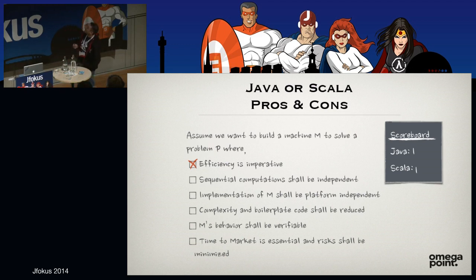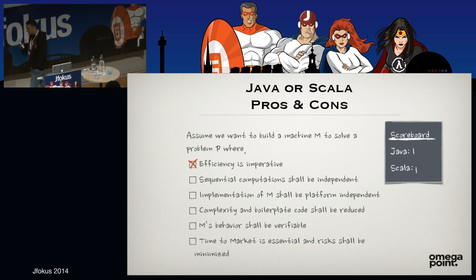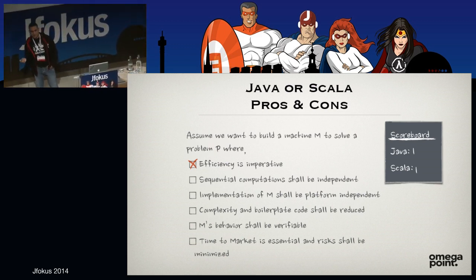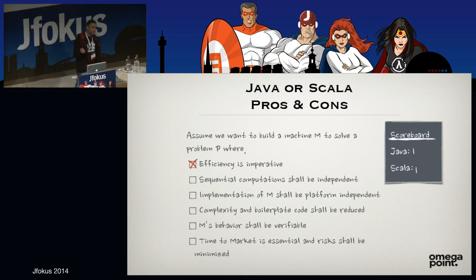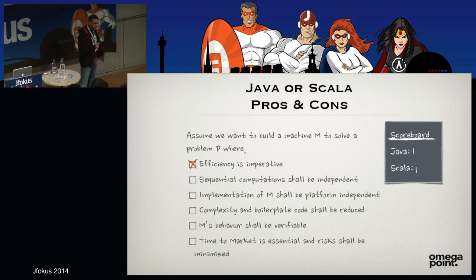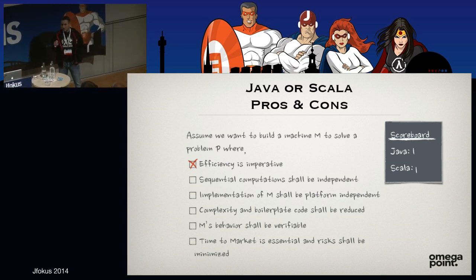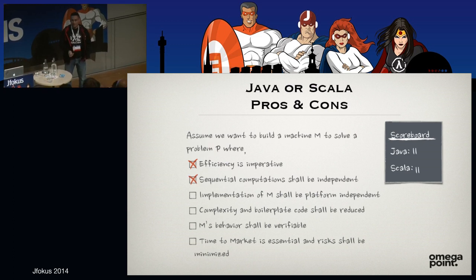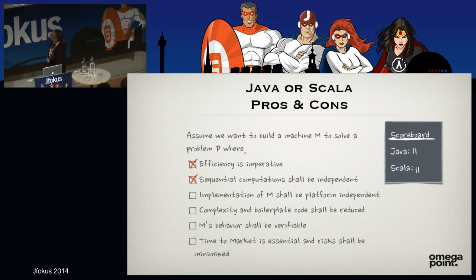Sequential computations shall be independent. What does that mean? Well, that basically means that we shouldn't have any memory of a previous execution in M. So it should be stateless. And is it possible to write stateless code in Java? Sure. I must say this might be easier to do with a functional language, and since Scala actually allows you to do that, it might be a little bit easier, but it's not really any problem to do that in Java. So we're still going to go with 1 point each.